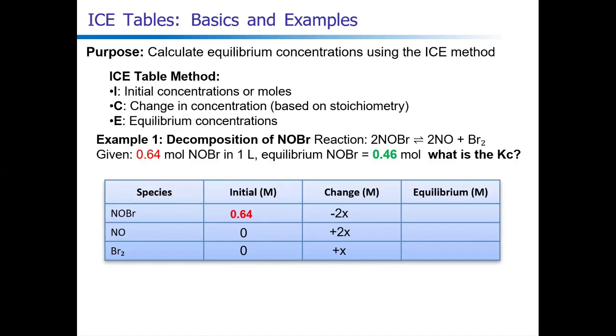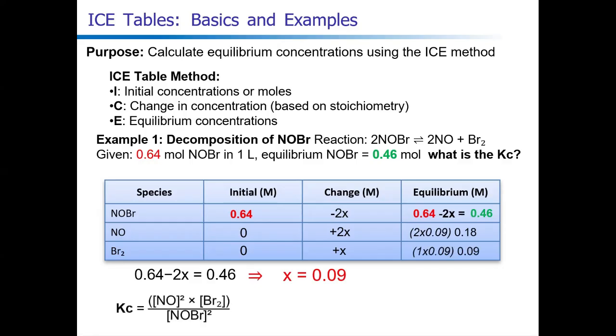We're told that NOBr is at equilibrium 0.46 molar. So we can use 0.64 minus 2x is equal to 0.46. Solving for x, we get that x is equal to 0.09. This lets us calculate the equilibrium concentrations of the other products now. So NO is 2x, which equals 0.18 molar, and bromine is x, so 0.09 molar.